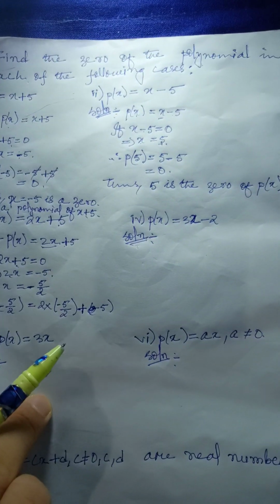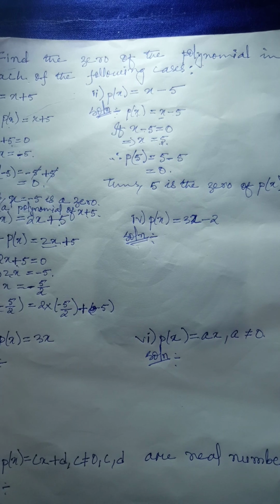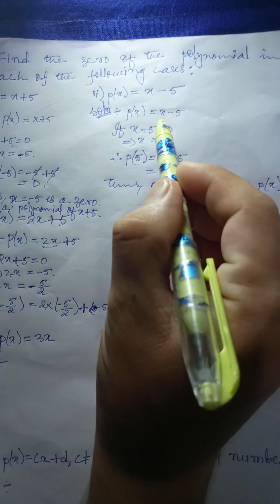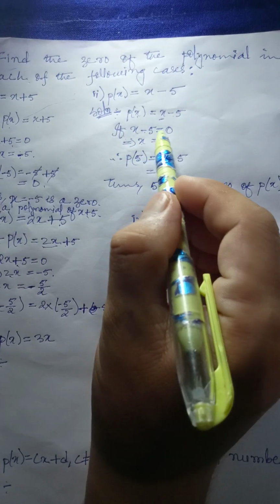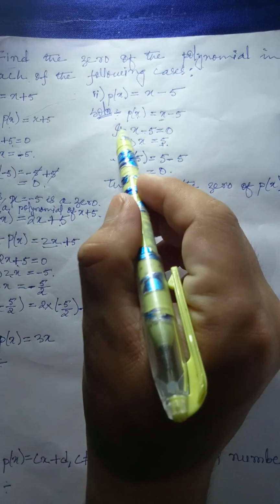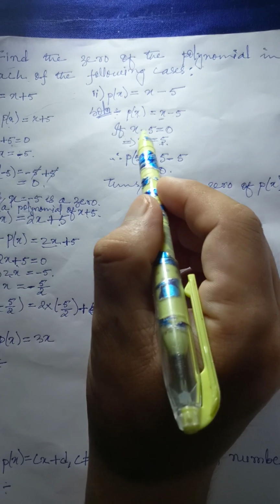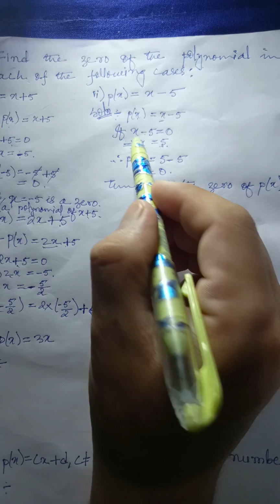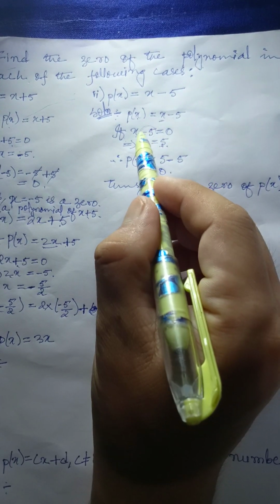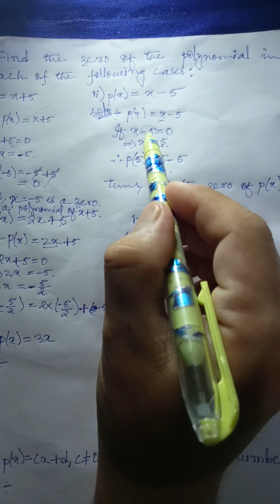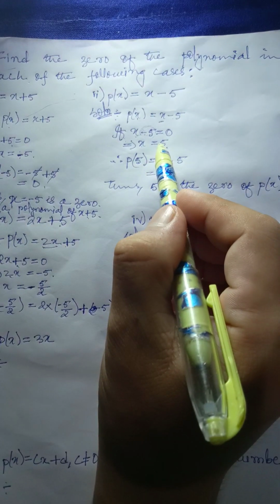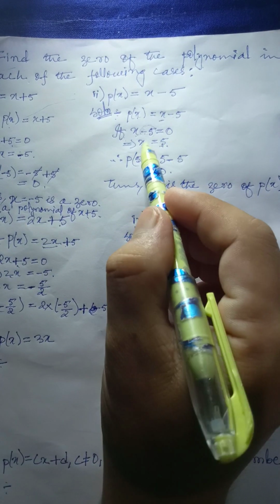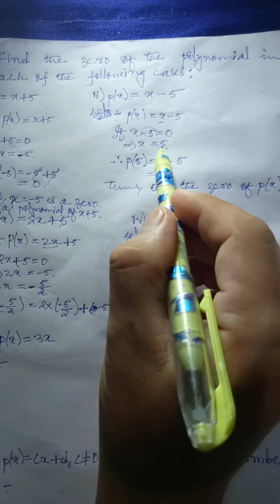As we can see in Roman number 2, we are given the polynomial p of x is equal to x minus 5. First we have to assume that x minus 5 is equal to 0, in order to find the value of x. Now let us move this minus 5 to the other side. Then it will become 5. That means x is equal to 5.